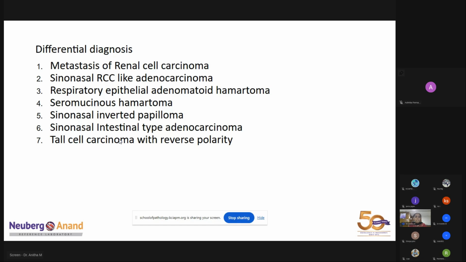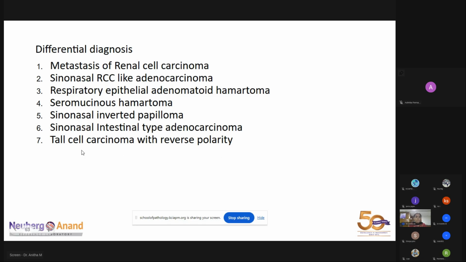And the response is sinonasal intestinal type adenocarcinoma. So clearly the pattern will be tubopapillary, and there will be mitosis and atypia if it's an intestinal type adenocarcinoma, and definitely it does not resemble the same.